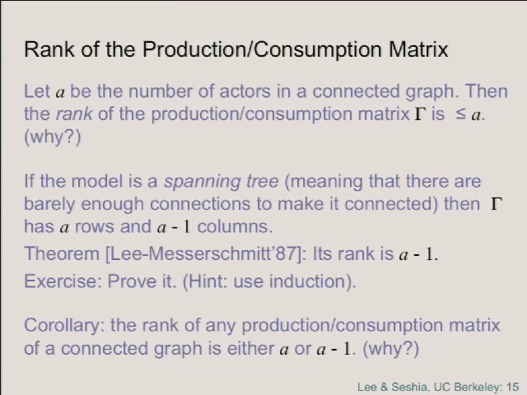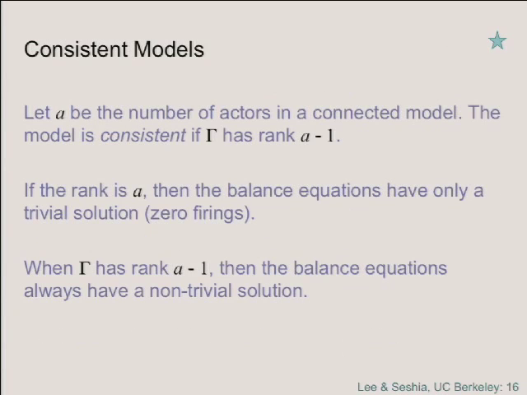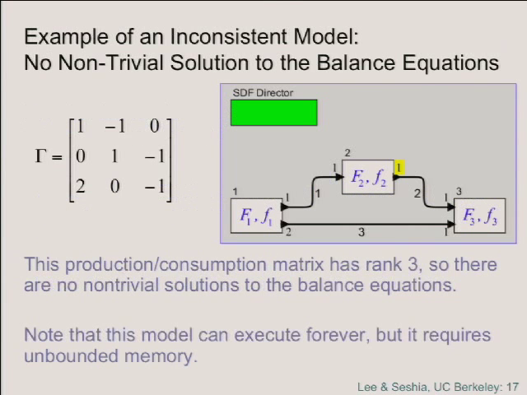Here, let me do this in a slightly simpler way. Let's create a variant of the previous model. In particular, what I've done is changed the value here that used to be a 2. Now it's a 1. So when actor 2 fires, it's going to produce a single token. So the resulting topology matrix now is this one.